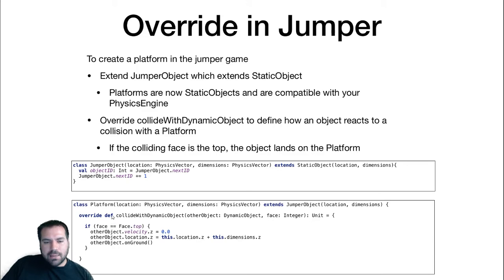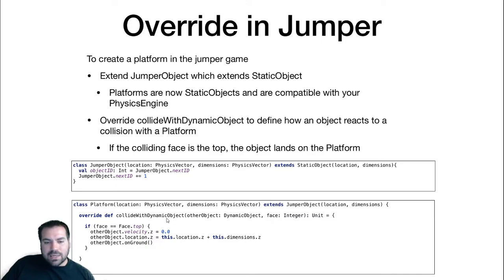Once we start building a game and adding game logic, this is where we override all that testing code. I'm going to override collide with dynamic object because I don't care about that testing code. I want to override that with the actual game logic code. In this case, I want to say when a dynamic object collides with a platform, if it collided with the top of the platform, zero out its z velocity, set its z location to the top of the platform, and then call its on ground method, because in this game we're going to consider landing on a platform the same as landing on the ground, even if it's not at z equals 0 on that plane.